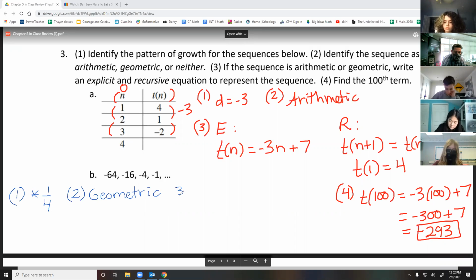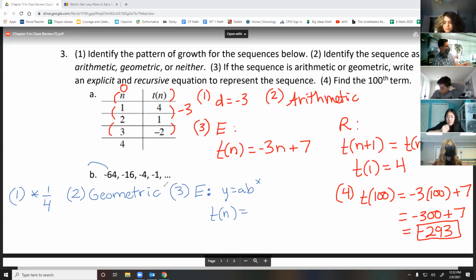Okay, which takes us to part 3. Come up with both forms of equations. So the explicit form of a geometric equation looks like this. It looks like an exponential function, like that. But instead of y, we use t of n. A is our t of 0. It's our y-intercept. So if we work this pattern back one time, if we multiplied by 4, that would be t of 0. So we have to do negative 64 times 4.